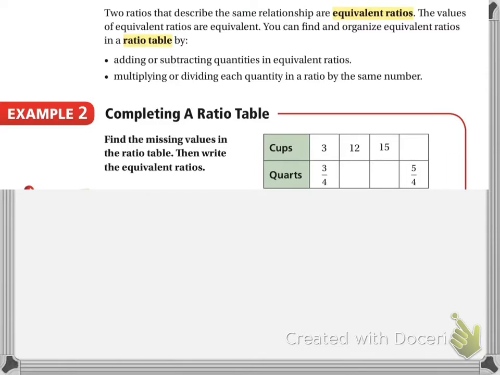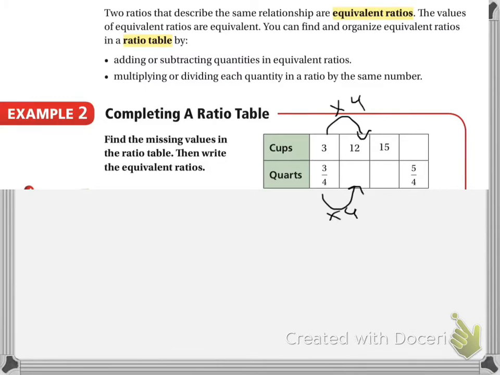All right, if we take a look at our next example, we're going to be looking at equivalent ratios in a ratio table. And we talked about this earlier this year. So we're going to take a look at this ratio table right here. Our first one is really easy because we can see to get from 3 to 12, that is times 4. To get equivalence, you do the exact same thing. So I'm going to times by 4.